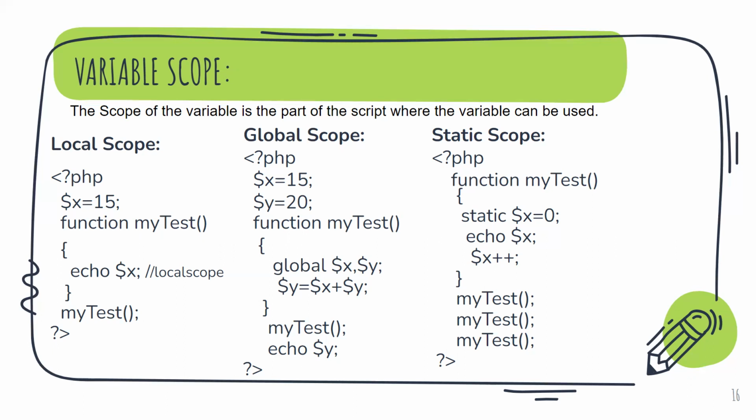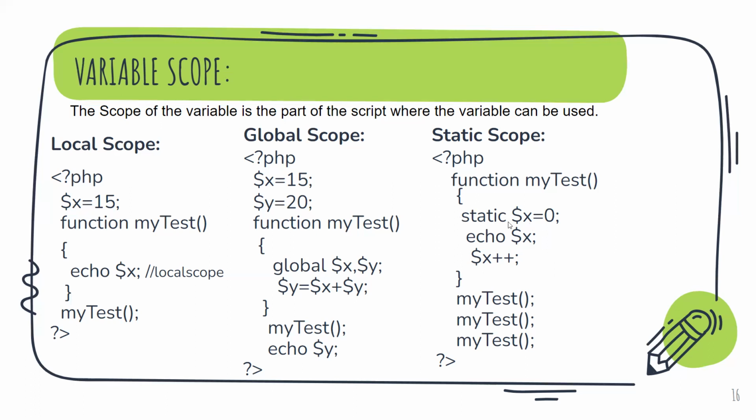Static is generally used when the value of a particular variable should not change. Let's take this example itself. Whenever I call my test for the first time, x value is 0, and I shall print 0 as output, and I'll increment x. Now x value is 1.